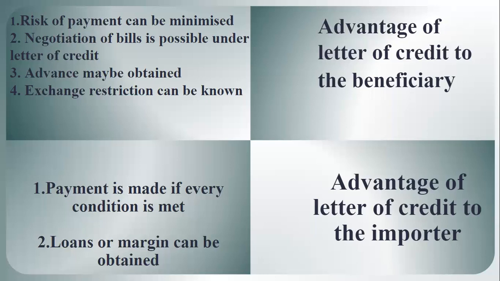Number three, advance may be obtained. It means the exporter can get a loan from the advising bank before exporting their product. In such a case, the advising bank will deduct the loan amount and the rest of it will go to the exporter.